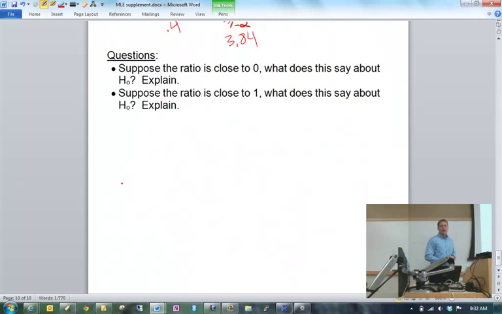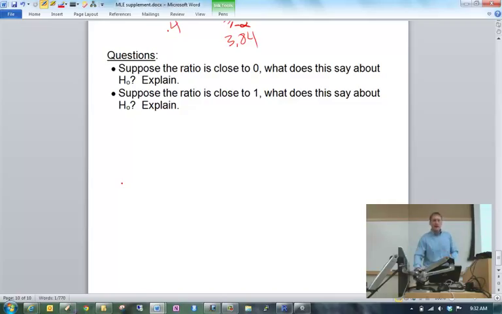Then suppose the ratio is close to 0. What does it say about H0? Well, the corresponding parameters that you have in the null hypothesis are probably not very plausible, because the likelihood function is a lot lower than if you remove that restriction.